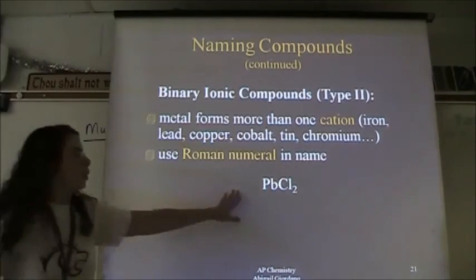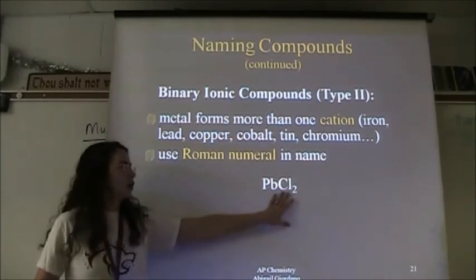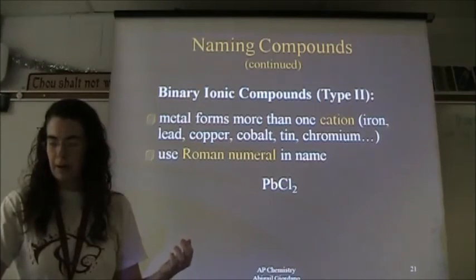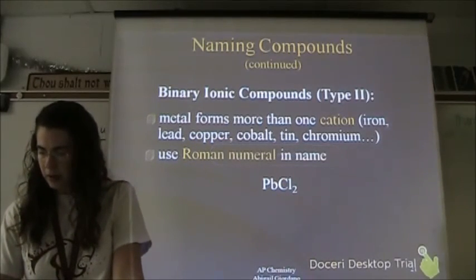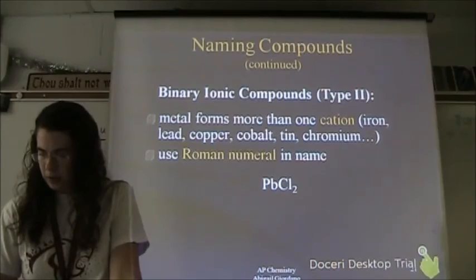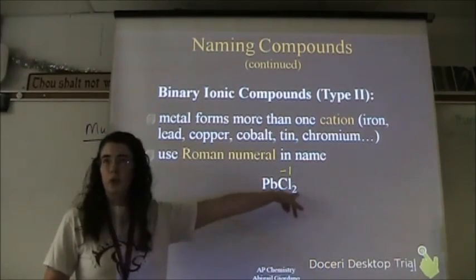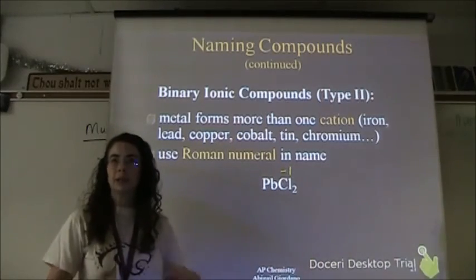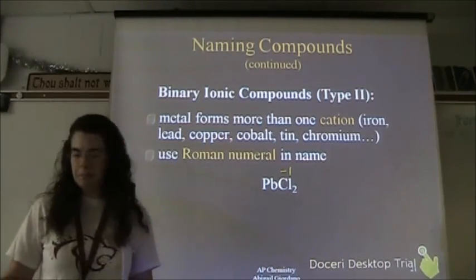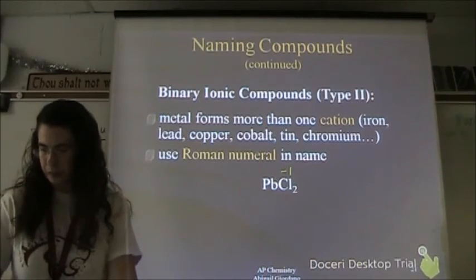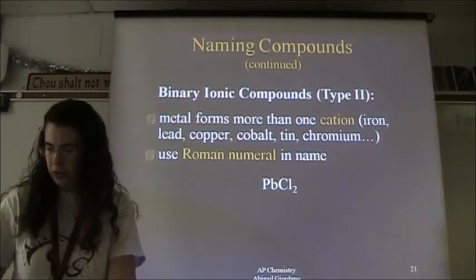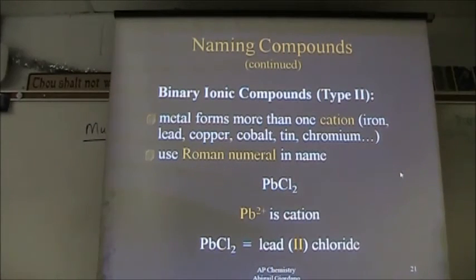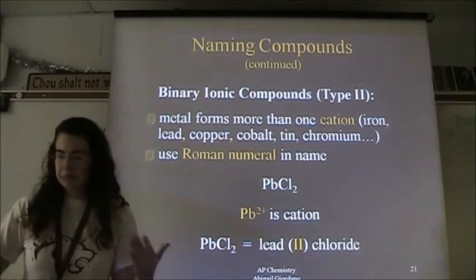All right? So we're going to look to the nonmetal. Can you guys tell me, chlorine carries what charge? Okay, -1. Times 2 is -2. So to balance that out, this lead must be +2. Okay, and it is. All right, so we would call this lead Roman numeral 2 chloride. But let's look at some other examples.